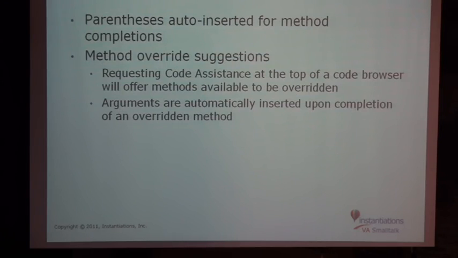For method completion, we auto insert parentheses. This is the only kind of smart character processing in version 8.5. We're planning on extending that capability in the future. Smart characters are something that some people love and some people hate, so it'll be an enablement option. And we can also suggest method overrides. So if you're at the top of a code pane and you select code assist, we'll provide you a list of methods that you may want to override in this class.